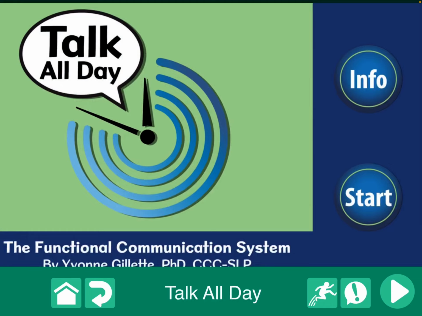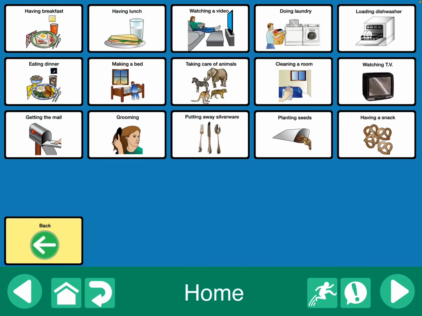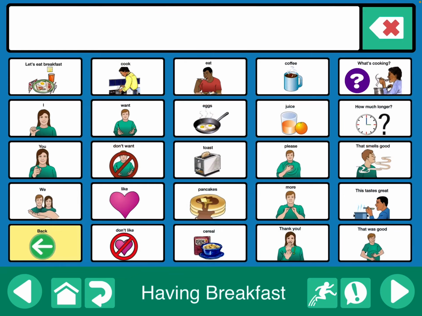And then under that info area, there's also a code to go over to their online gallery to download a phrase-based version of this. And so it just has 4 buttons on screen. It's based on location. Is it the home? Is it school, work, community, or leisure? And then it's kind of organized based on that situation.